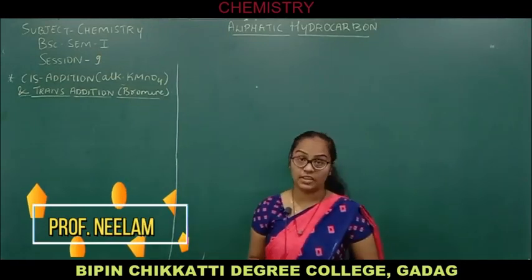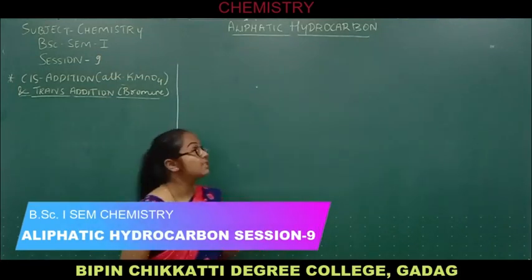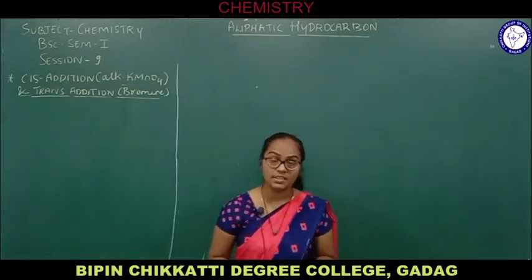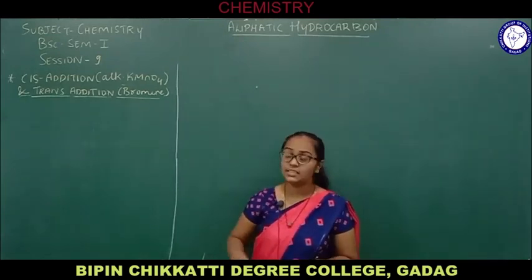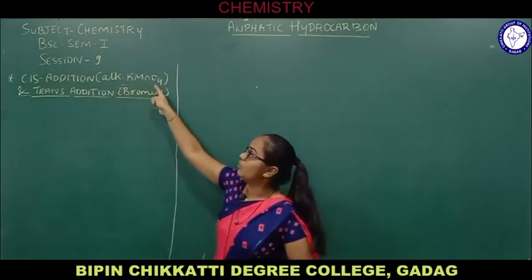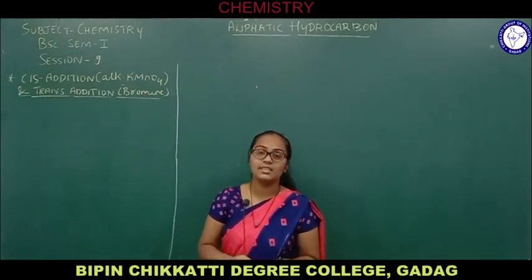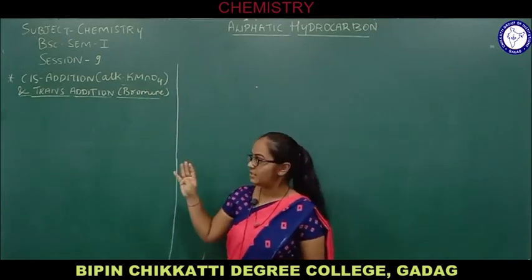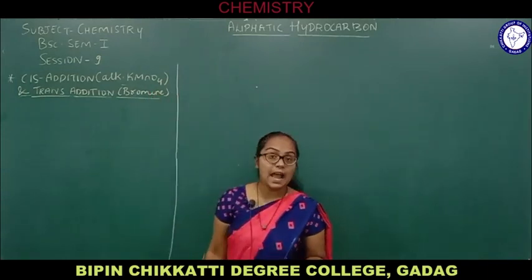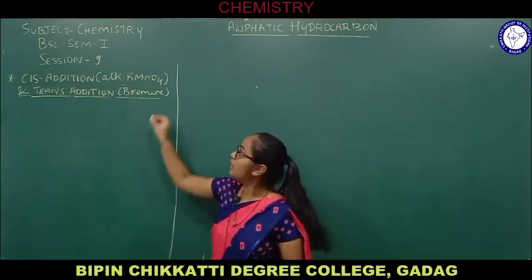Going to study the chemistry subject, and this is session number 9 belonging to the same chapter, which is aliphatic hydrocarbon. Now in this session we are going to emphasize the topic called cis addition through alkaline KMnO4. Here the addition will take place through cis. Cis means the same side, which I am going to make you understand by utilizing alkaline potassium permanganate, and trans addition will happen to the olefin by utilizing bromine water.